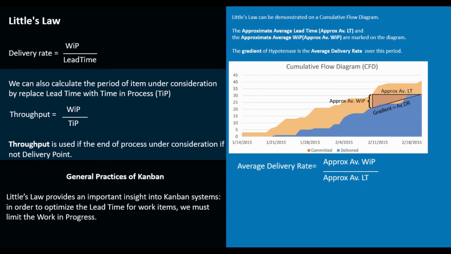General practices of Kanban. Little's law provides an important insight into Kanban systems. In order to optimize the lead time for work items, we must limit the work in progress. Little's law can be demonstrated on a cumulative flow diagram. The approximate average lead time and the approximate average work in progress are marked on the diagram. The gradient of the hypotenuse is the average delivery rate over this period. So the formula is: average delivery rate equals approximate average work in progress over approximate average lead time.